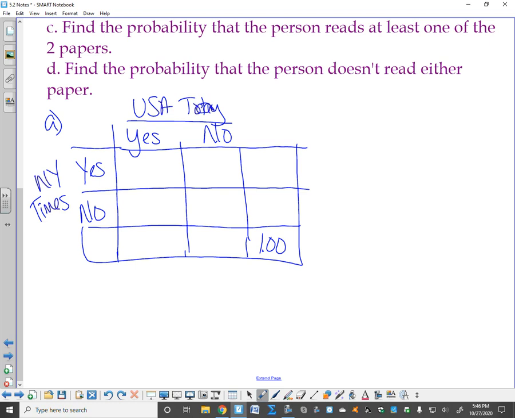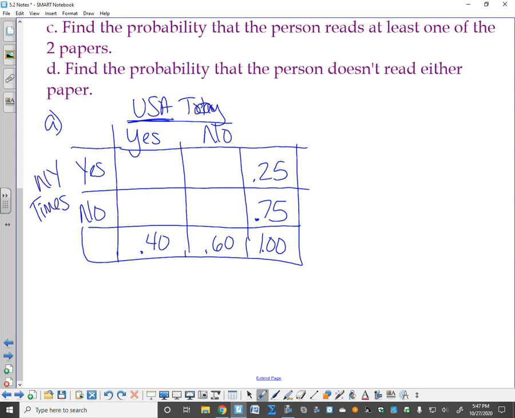Okay, it says, in an apartment complex, 40% of the residents read USA Today. So USA Today, yes, 40% total. Now that 40% is going to get broken up into the New York Times yeses and nos. But 40% total read USA Today, which means 60% do not. Okay, then it says only 25% read the New York Times. So New York Times, yes, all the way over, 25%. Okay, well now I know no is 75%. It's like a Sudoku almost. Like as you can fill stuff in, fill it in.